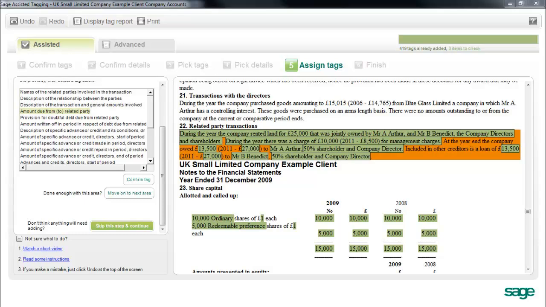When you are happy you've finished all the tagging required for that particular section, simply click Move on to Next Area.